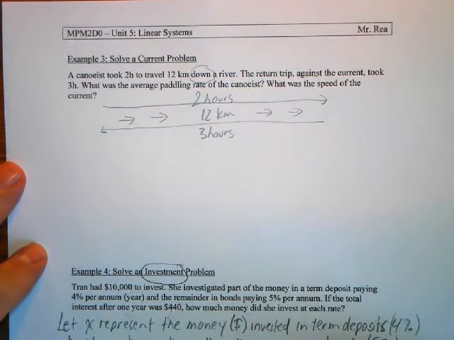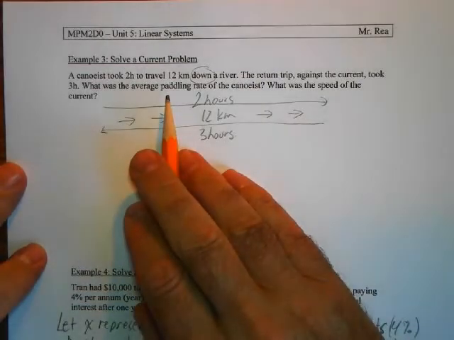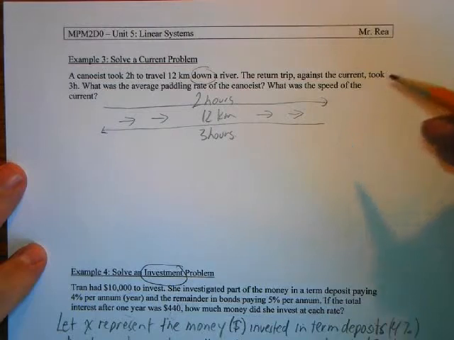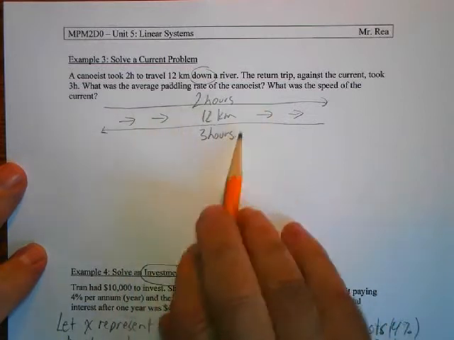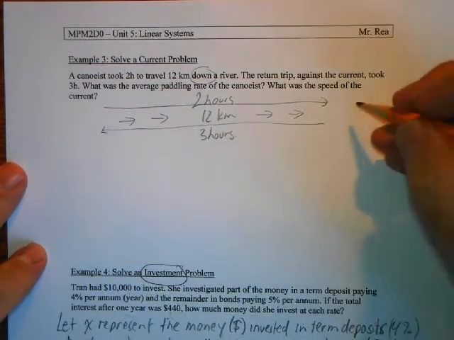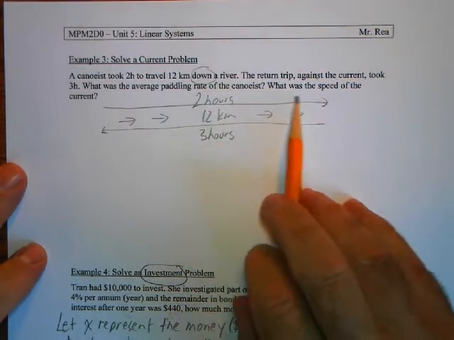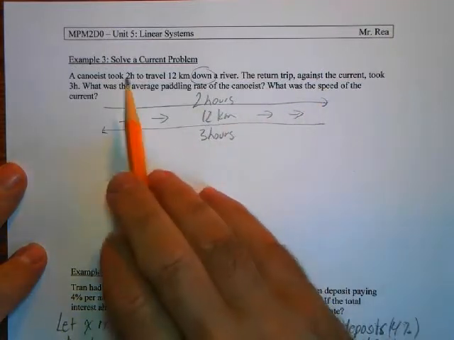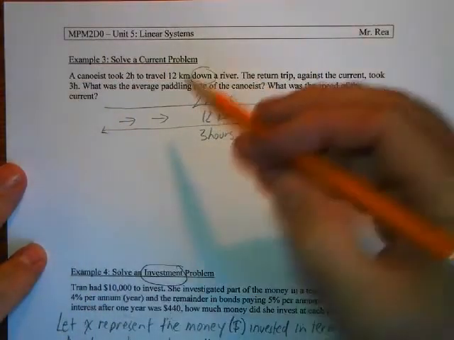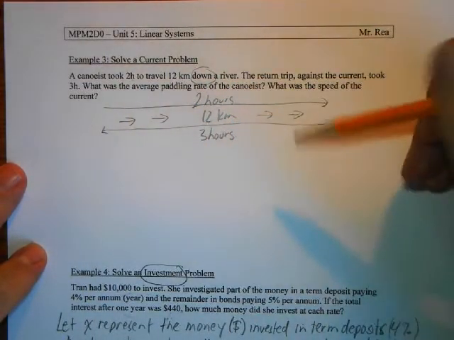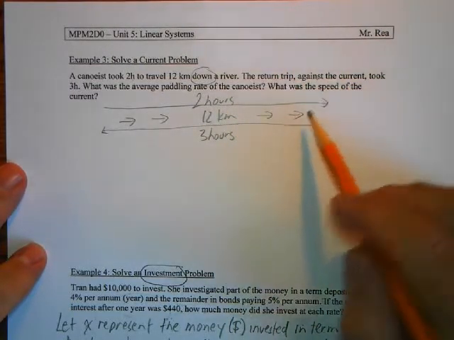Now, when we make the equations for this, this is where the difference is. We're going to make an equation for each of the 2 trips, or each of the 2 legs of the trip. We've got a couple of things. It wants to know the speed, it gives the distance, and it gives the time. So this is a great candidate to use the relationship between distance, time, and speed.